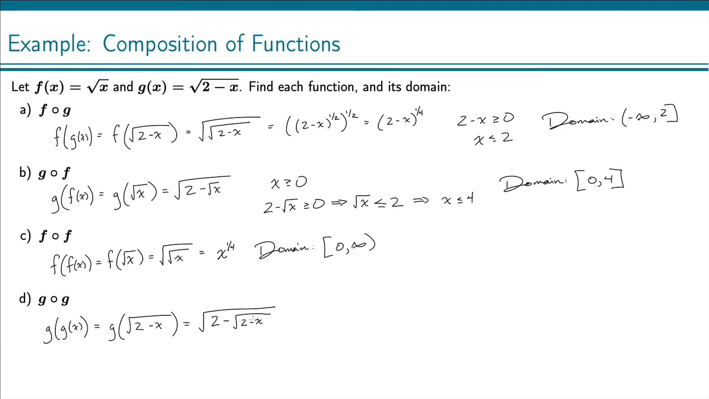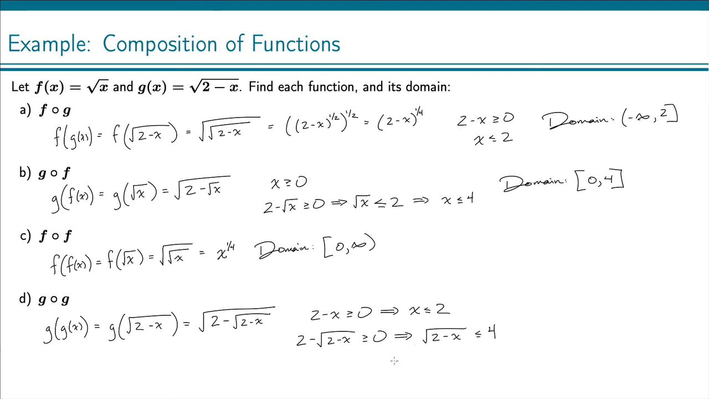But to get my domain here, I've got two things I'm taking the square root of. First of all, this 2 minus x. So I know that 2 minus x must be greater than or equal to 0. But similarly, I've got this square root out here. So that whole thing underneath the square root, okay, 2 minus the square root of 2 minus x, that also has to be greater than or equal to 0. So for this first condition, okay, that gives me that x has to be less than or equal to 2. This second one, if we rearrange this, we get that the square root of 2 minus x has to be less than or equal to 4.